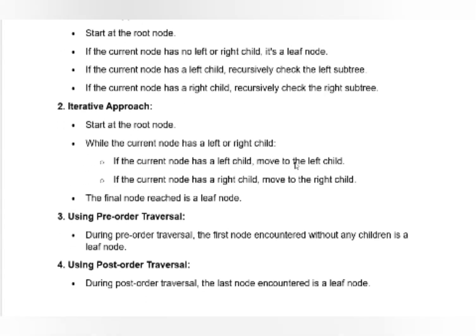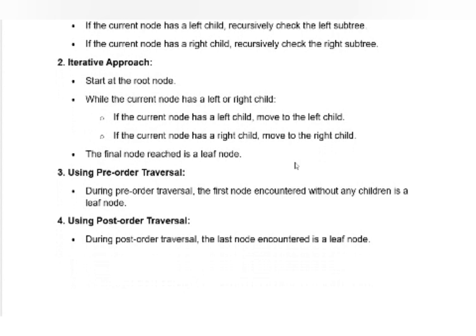Another method is the iterative approach. In the iterative approach, we start at the root node and consider a current node, while the current node has a left or right child. If the current node has a left child, we move to the left child, and if the current node has a right child, we move to the right child. The final node we reach will be known as the leaf node.